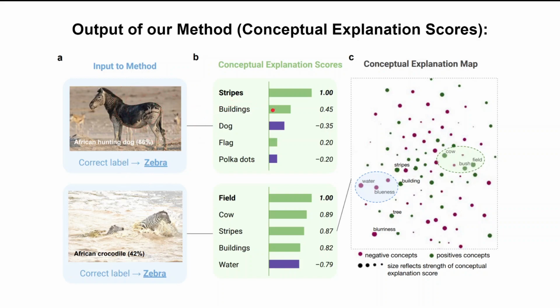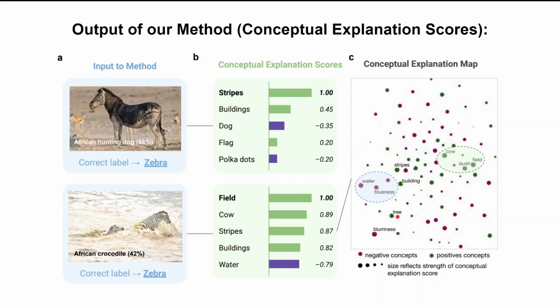Then, for example, you have this image of a couple of zebras that's being misclassified as an African crocodile, even though zebras are the dominant subjects here. And so we can understand that if the zebras were present in a field and the water wasn't present in the image, then it would be correctly classified. So we can understand how these concepts explain the misclassified sample.